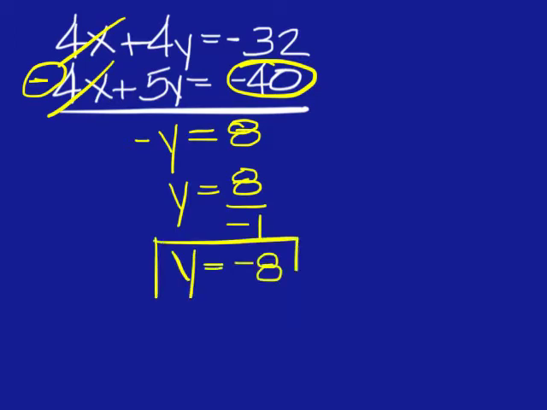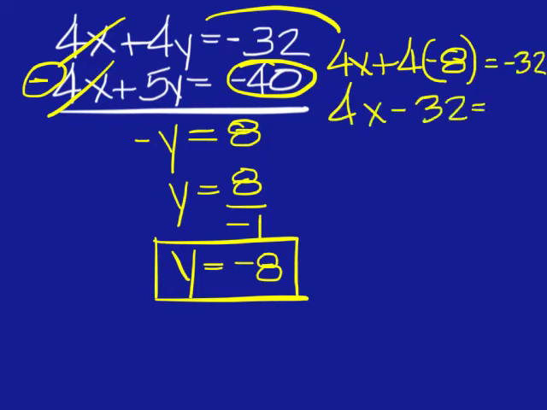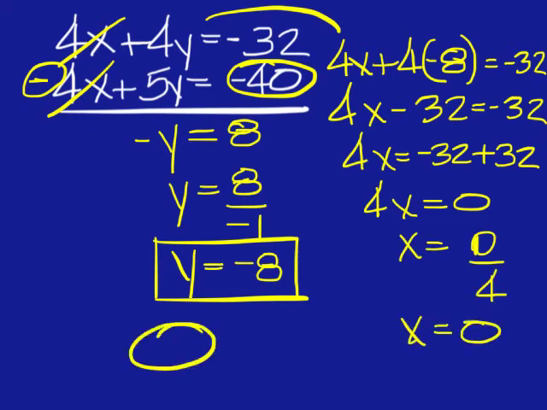Answer is negative 8. Now go back and plug that in. I'm going to do it in the top one. So we'll have 4x plus 4 times negative 8 equals negative 32. Simplify, and then move it over, changing the operation. Simplify, divide, and you should get 0, so the answer is 0, negative 8.